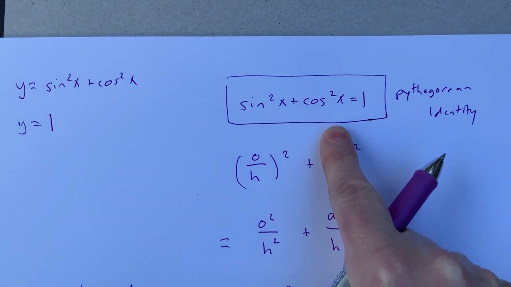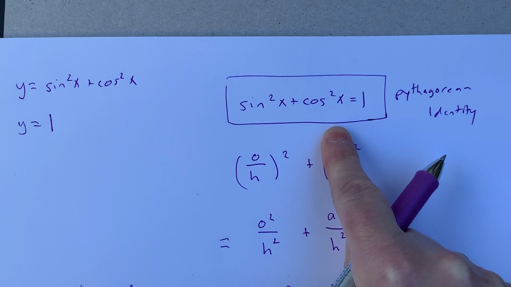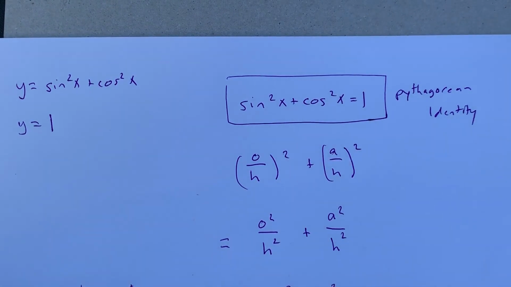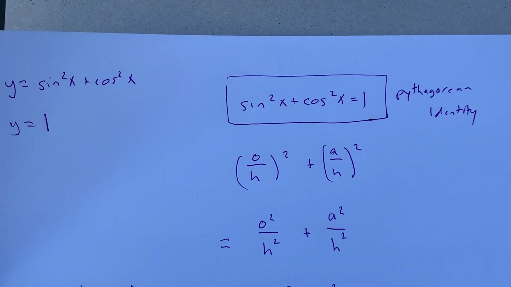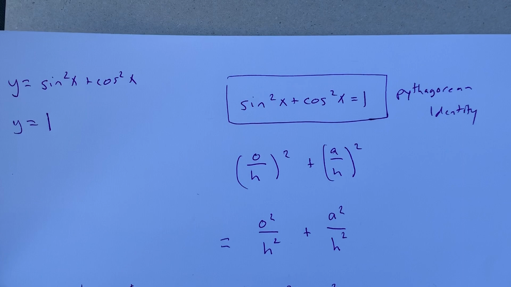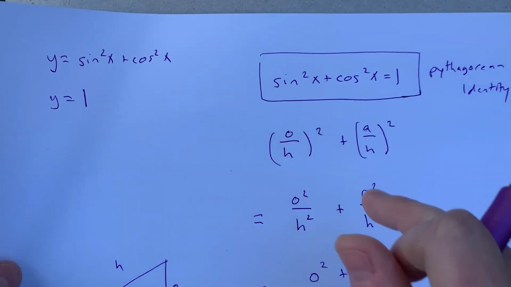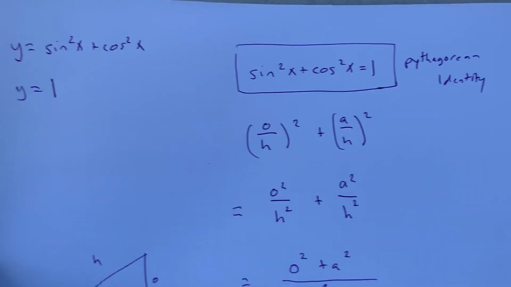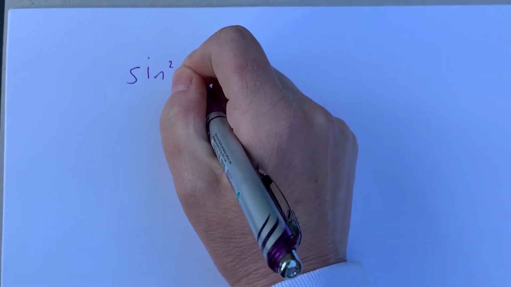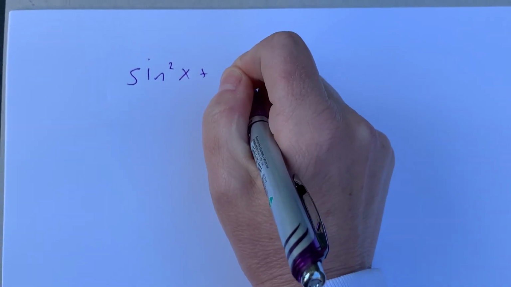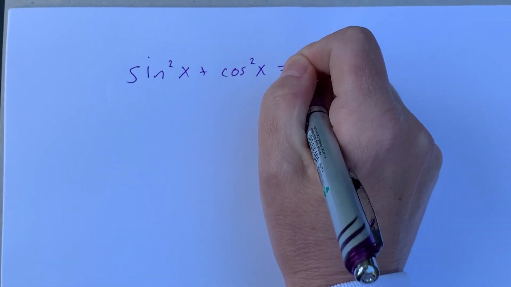Sine squared plus cosine squared is 1, and we are going to use that a lot. But there's actually 3 Pythagorean identities. And when you get to calculus, you're going to want to know all 3. But they all stem from this one relationship here. So I'm going to start with that. Sine squared plus cosine squared is equal to 1.